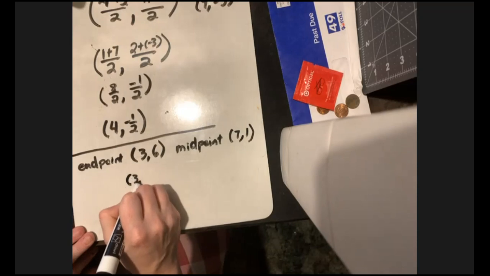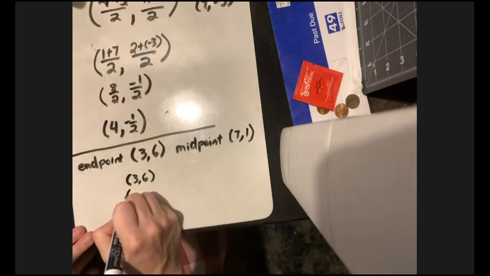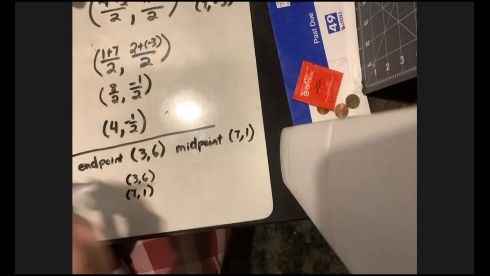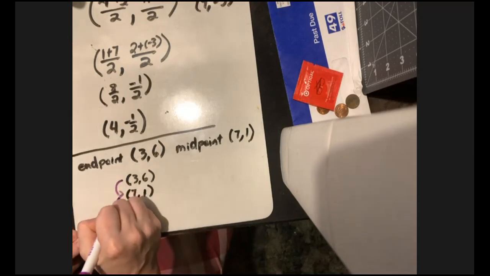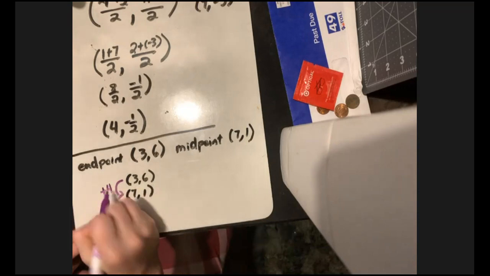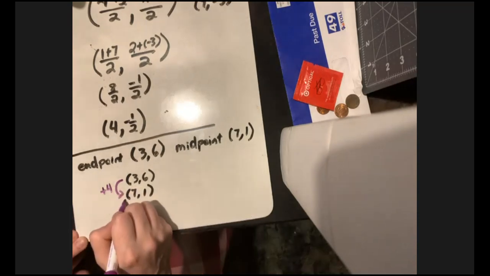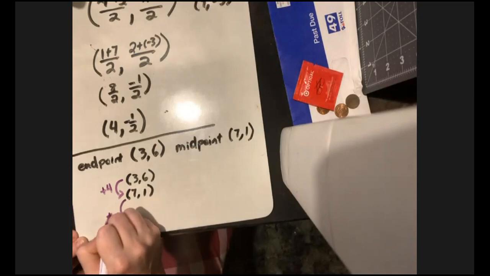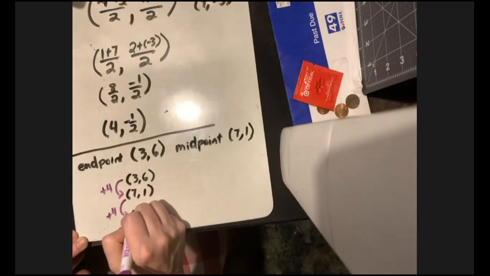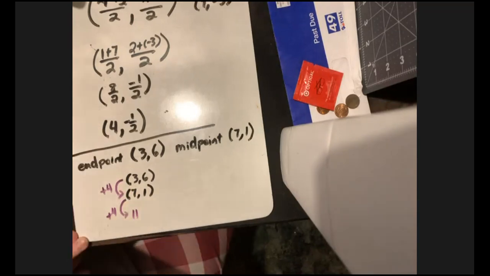What I do is I write my endpoint and my midpoint, and then I'm going to work to find the other one. So the way that I do this is I ask myself, how do I get from 3 to 7? And in order to do that, I need to add 4. So then you're going to do that same process again. You're going to add 4. So 7 plus 4 is going to give me 11.